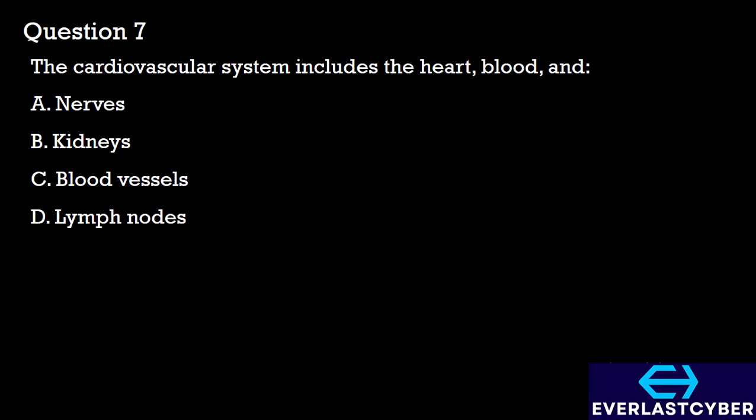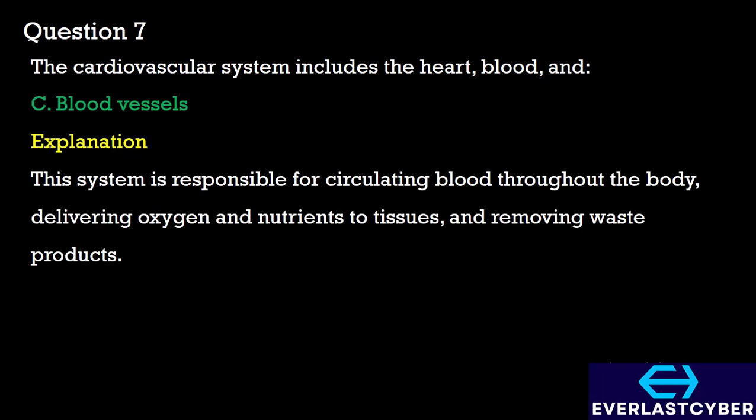The cardiovascular system is made up of the heart, blood, and blood vessels, and this system is responsible for circulating blood throughout the body, delivering oxygen and nutrients to tissues, and removing waste products. The lymph nodes are part of the lymphatic system and they work alongside the cardiovascular system, but they are not a part of the cardiovascular system. So our answer here is option C. The cardiovascular system is made up of the heart, blood, and blood vessels.